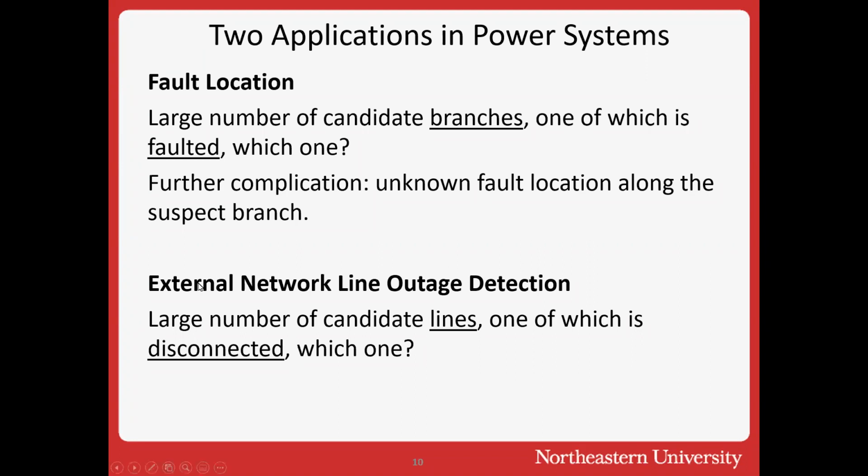If you look at the statements of these problems, the first one being the fault location problem, if you state the problem, well, there is a large number of candidate branches. You are given a big system, and there are lines and transformers and so forth. Along one of these branches, there is some fault. So among this large number of candidate branches, one of them is the faulted branch, and the question is which one? Now, there's a further complication in the case of the fault location problem.